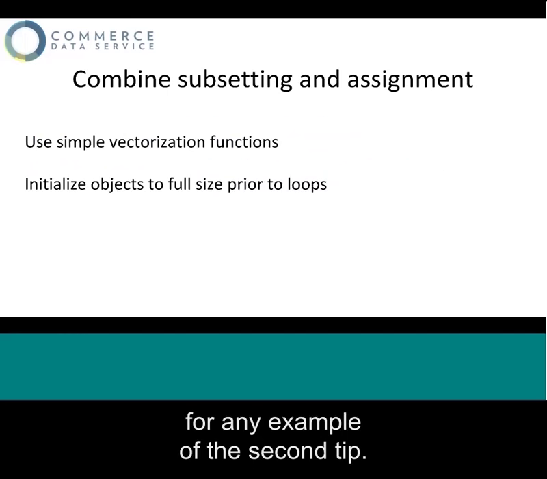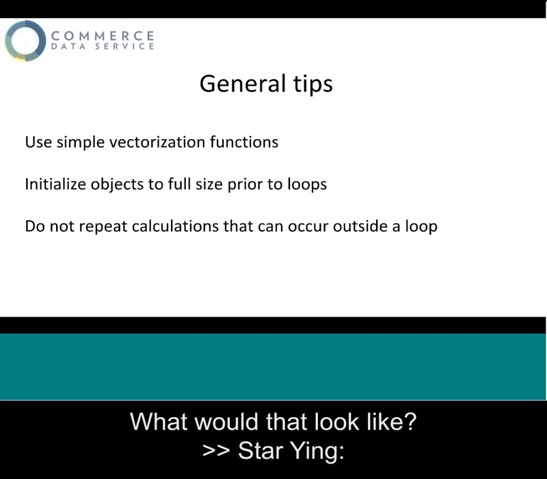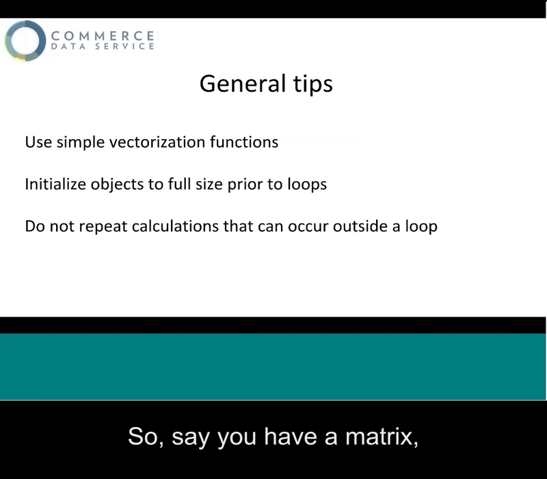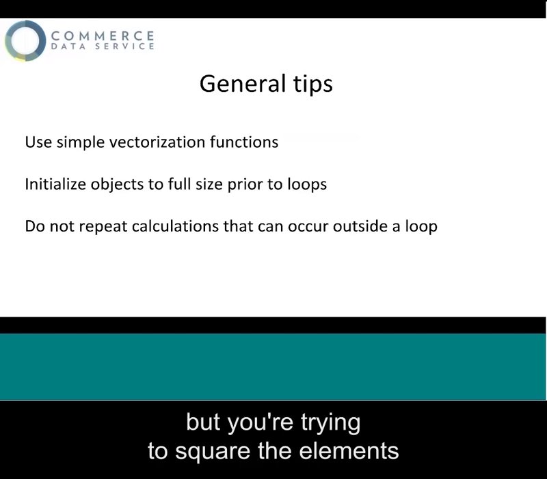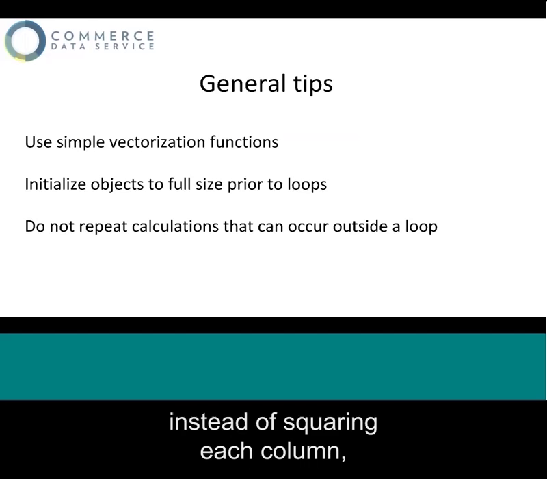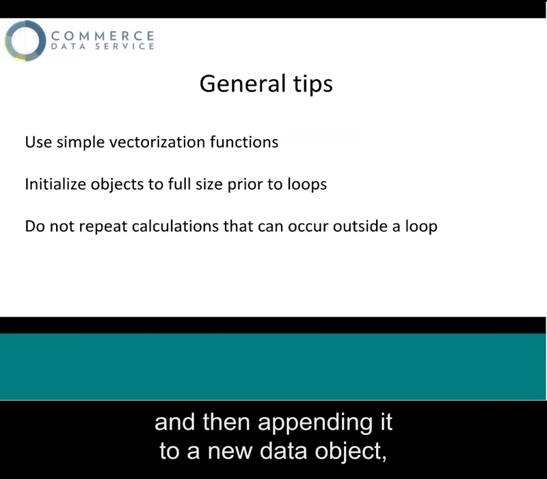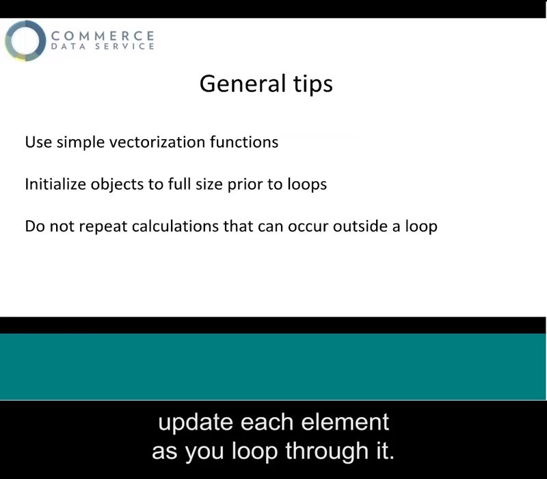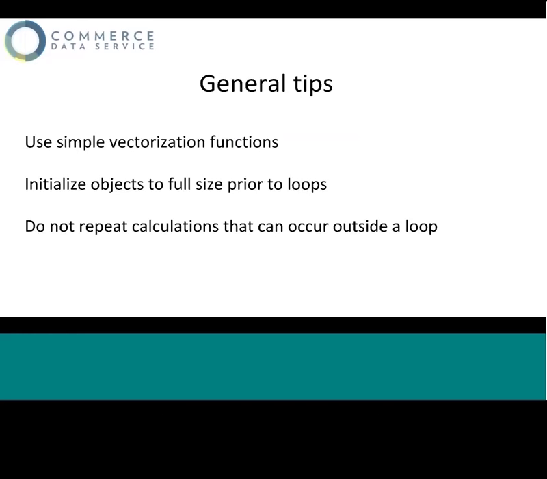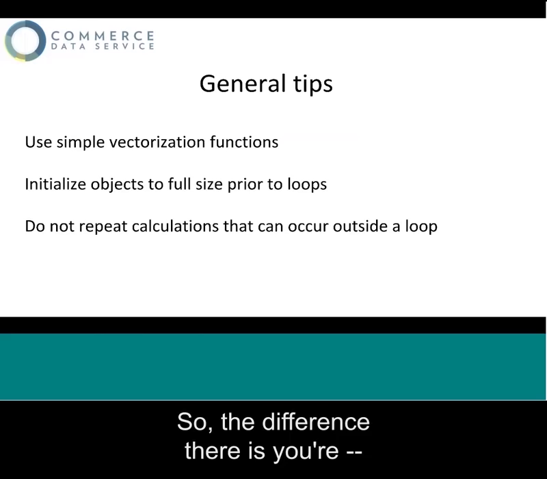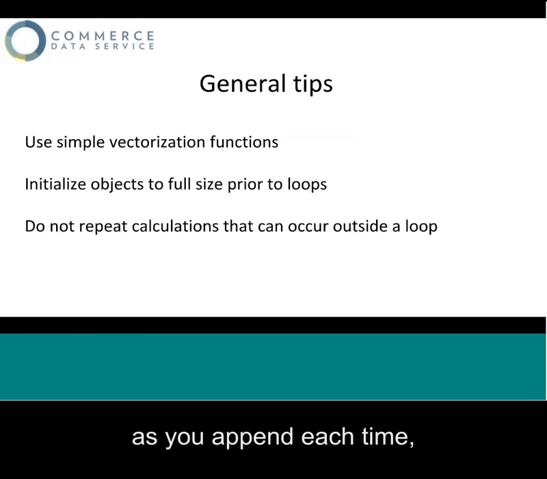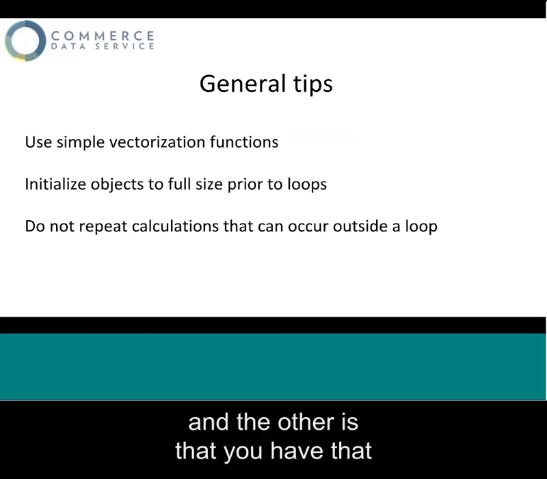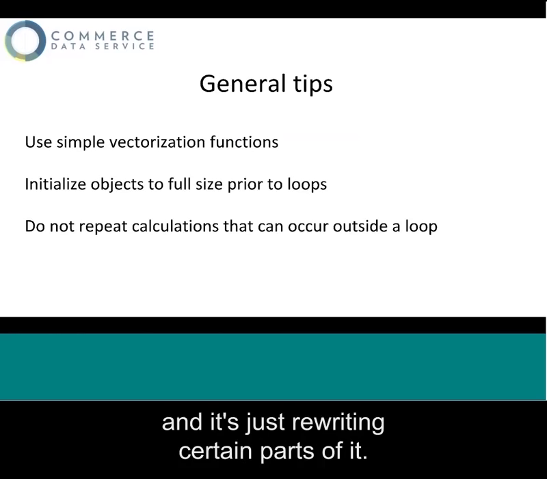Folks on the phone are asking for an example of that second tip. What would that look like? Say you have a matrix and you want to create a new one, but you're trying to square the elements. Instead of squaring each column and then appending it to a new data object, create that data object beforehand and update each element as you loop through it. The difference is that one recreates the object each time you append, and the other has the full memory already allocated and is just rewriting certain parts of it.